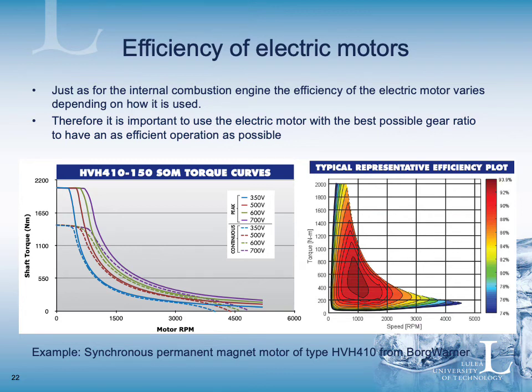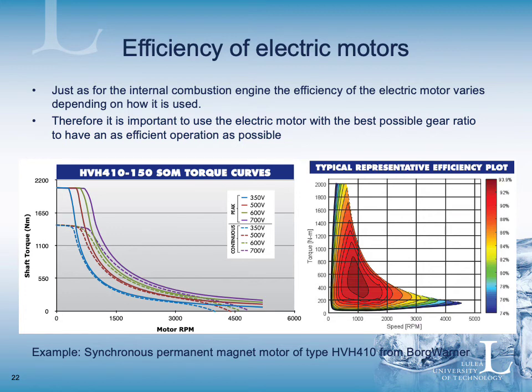So that's why we need to choose a gear ratio that makes us use the motor in the correct area in this plot. So we can have a high efficiency and we have enough torque and correct RPM for the application.